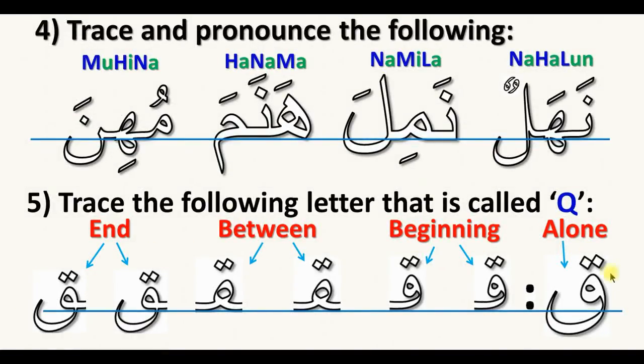These are how the letter Q will appear in the different parts of a word. You will realize that it is very easy to recognize this letter, because in all of the forms you will have this head with the 2 dots at the top, whether it is the whole letter or just part of the letter. So basically you can say that this letter has only one form.